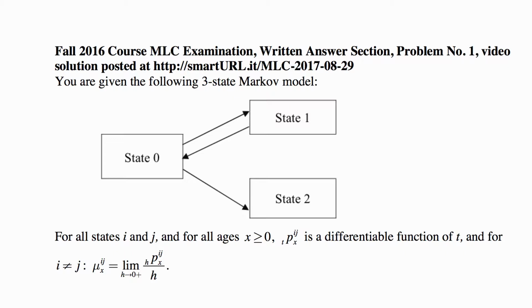And for all states i and j, and for all ages x greater than or equal to 0, t p x superscript ij is a differentiable function of t, and for i not equal to j, the force of transition from state i to state j at x is equal to the limit of h p x superscript ij over h. That is actually the definition of the force of transition, so nothing unusual here. You should know all that.